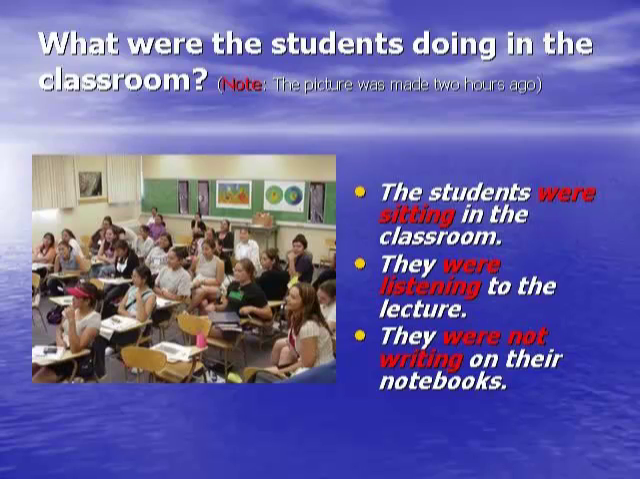What were the students doing in the classroom? The picture was made 2 hours ago. The students were sitting in the classroom. They were listening to the lecture. They were not writing on their notebooks.